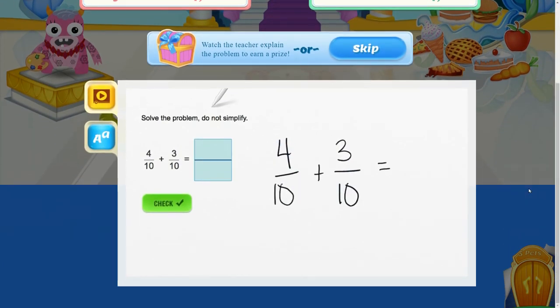Solve the problem, do not simplify. What is 4/10 plus 3/10? When you're adding fractions together that have the same denominator, you're going to make sure that you keep the denominator the same, then add your numerators. 4 plus 3 equals 7. 4/10 plus 3/10 equals 7/10.